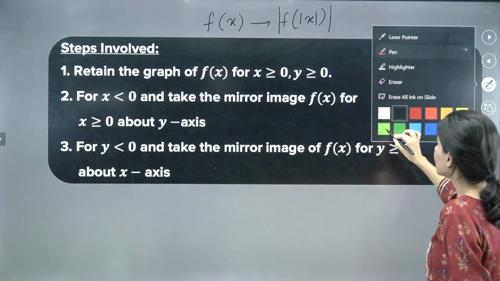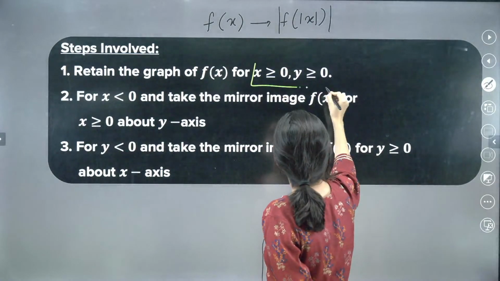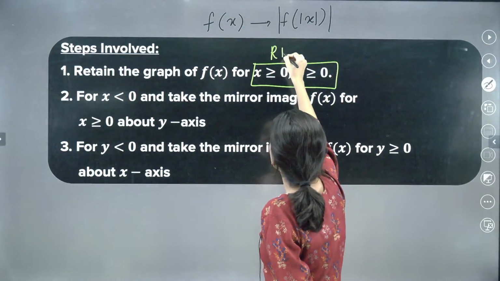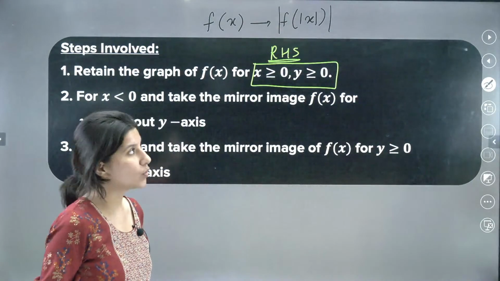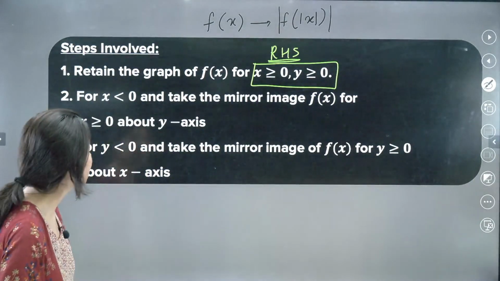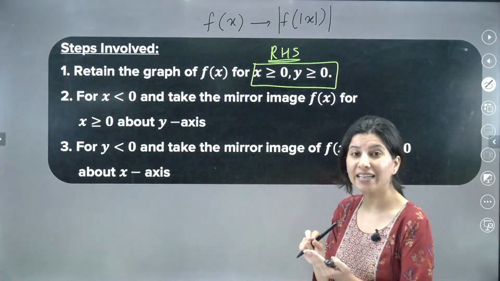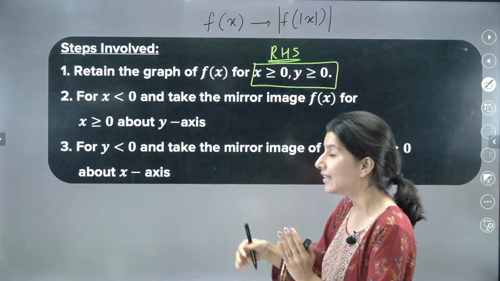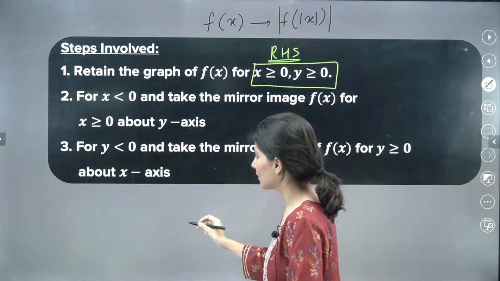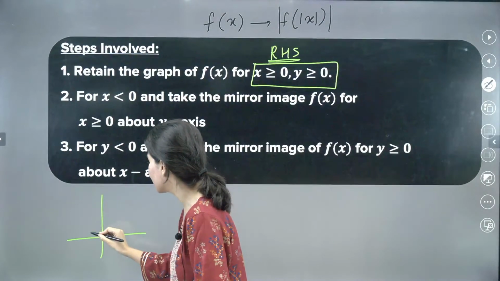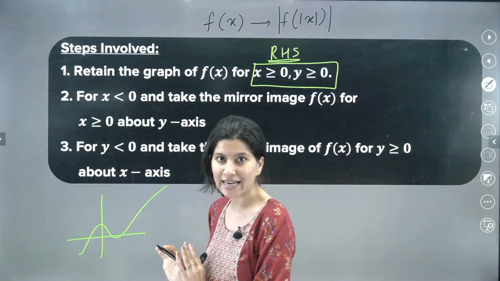Understand. Okay, so the very first thing is the right hand side portion, so you have to retain. The RHS portion that you have to retain. Okay, RHS portion first of all retain, है ना? Just like that, so you have to perform that f of mod x wala thing. Delete left hand side portion and take mirror image about y axis. So suppose if this is your curve, right? If this is your curve, so right hand portion is exactly same.